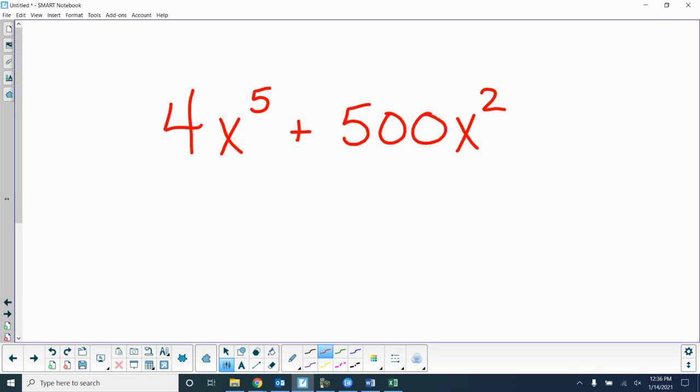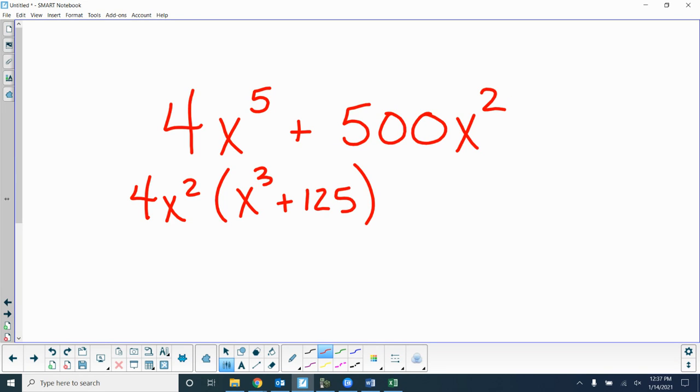Okay, what's the GCF? 4x squared. What do we get? x cubed plus 125. 125 is a perfect cube. x cubed is a perfect cube, right? So I have to do my binomial trinomial thing.